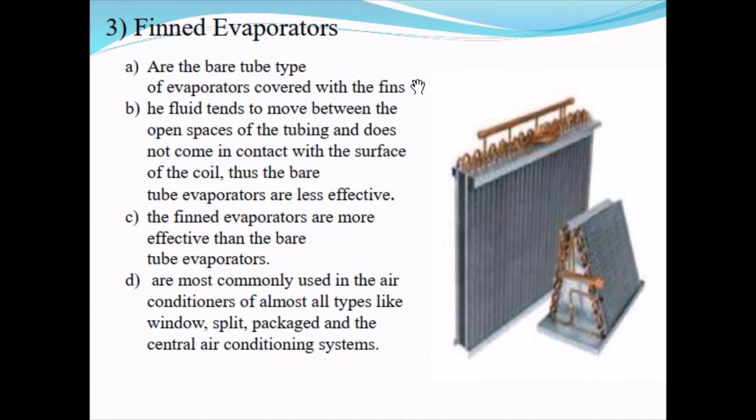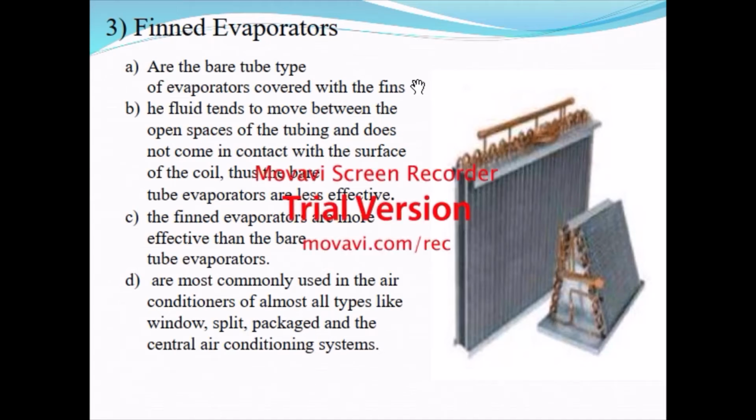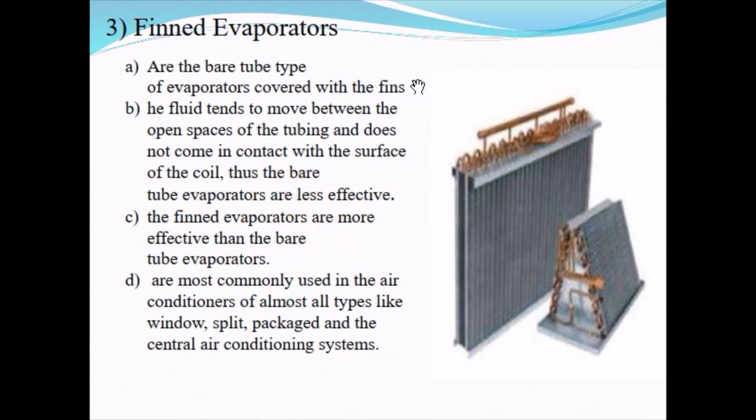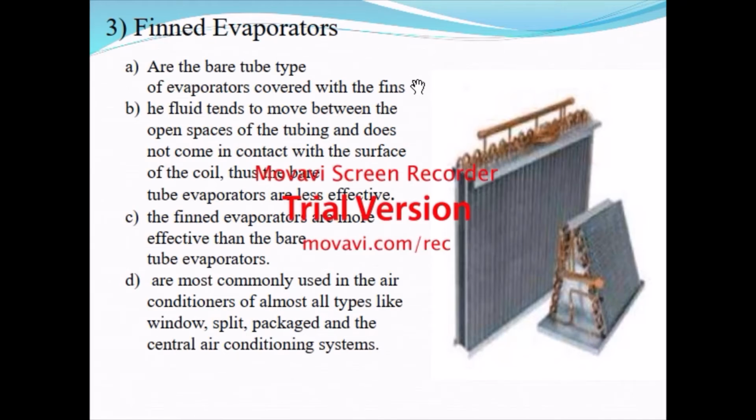So the bare tube evaporators are less effective, because there is no contact between them. And then the finned evaporators are more effective than the bare tube evaporators, because there is full contact between the tube and fin. They are most commonly used in air conditioners of almost all types, like window, split, package, and central air conditioning systems. We will use this type.